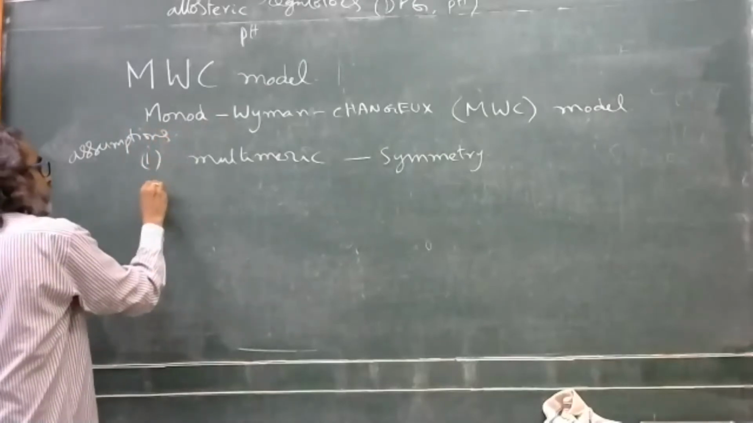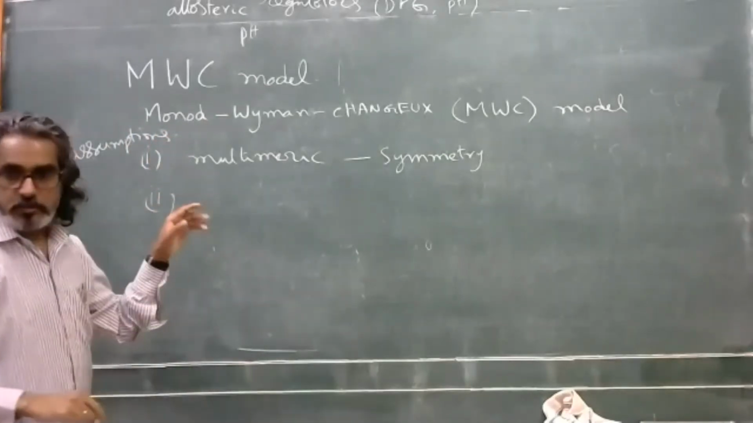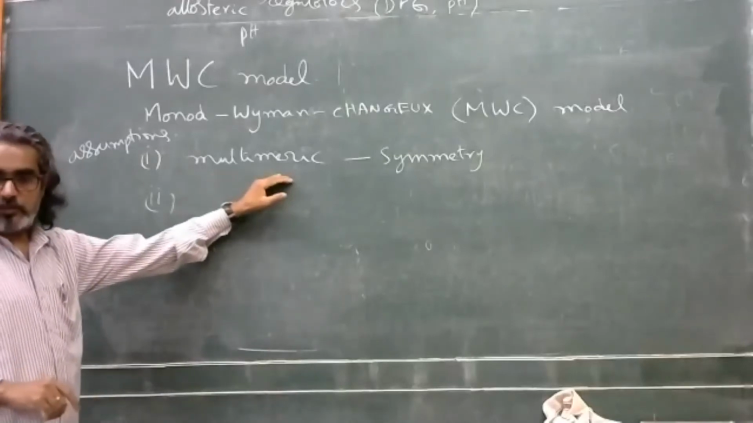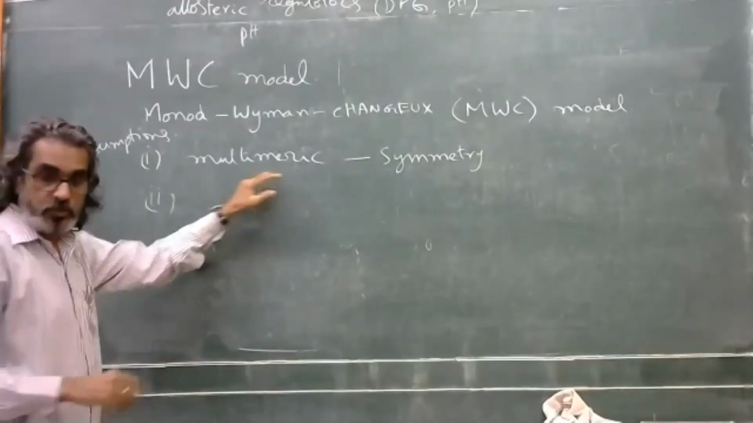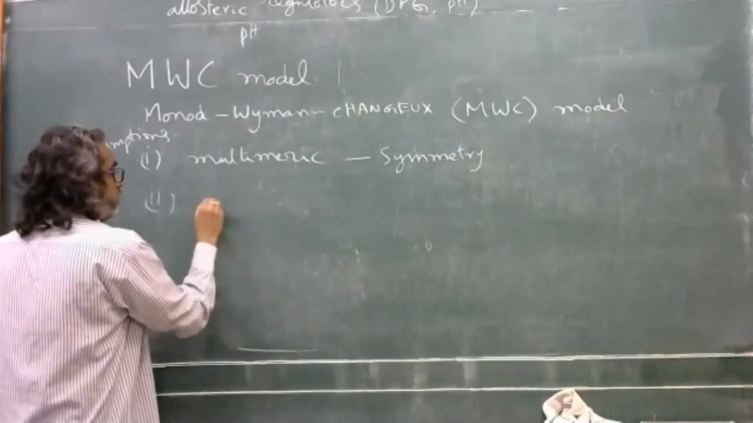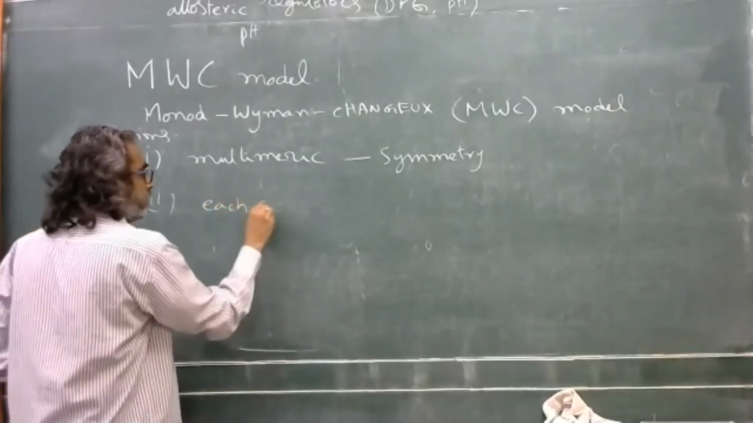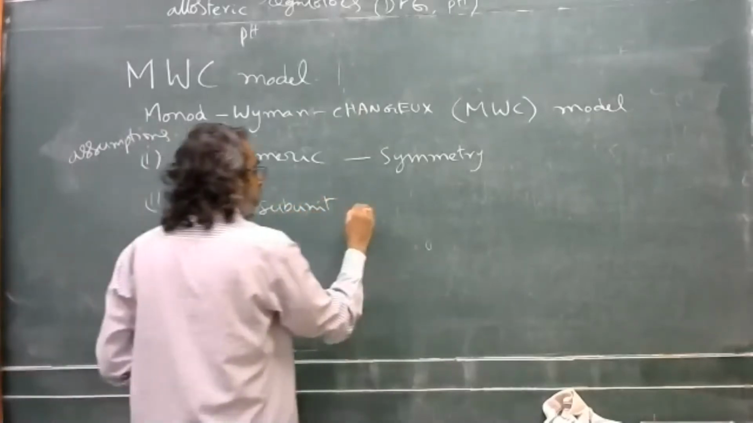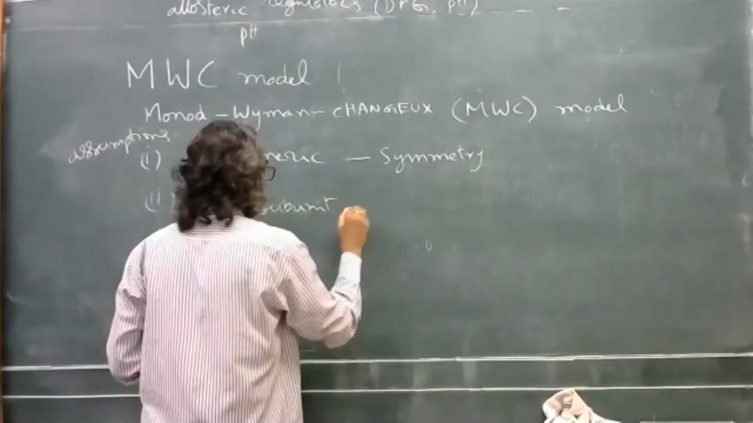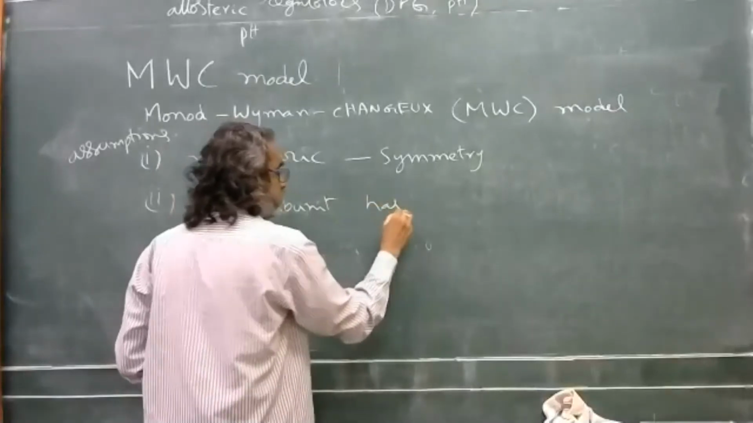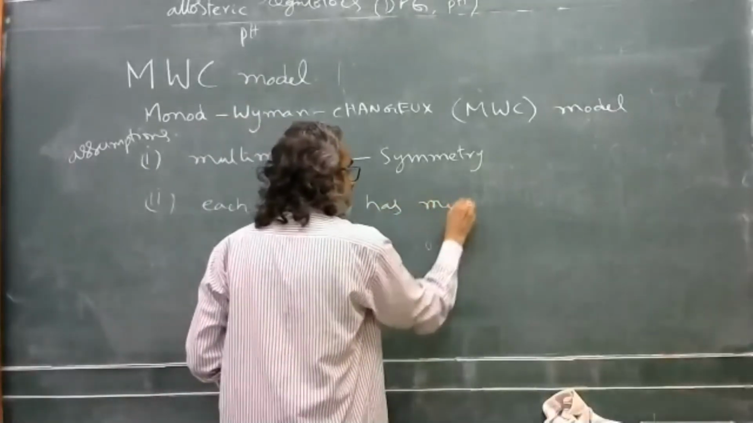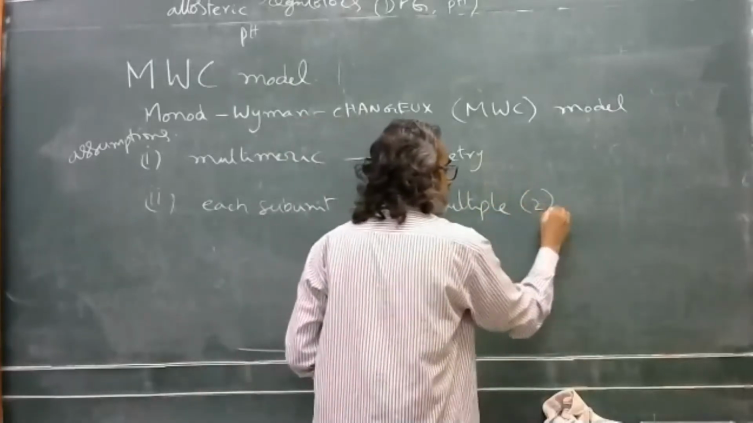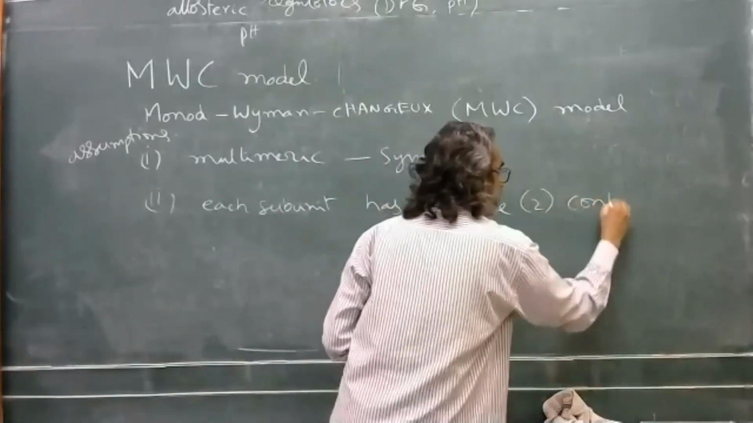And each subunit in this multimeric unit has at least two conformations. Each subunit has multiple, but to simplify this, two conformations.